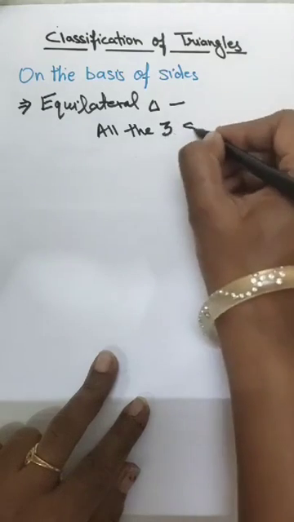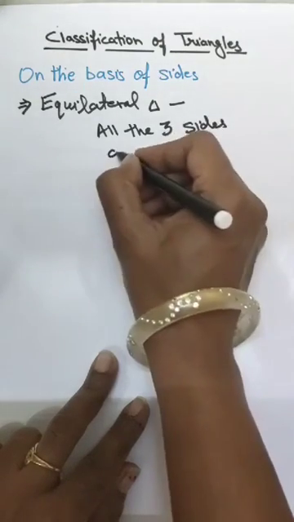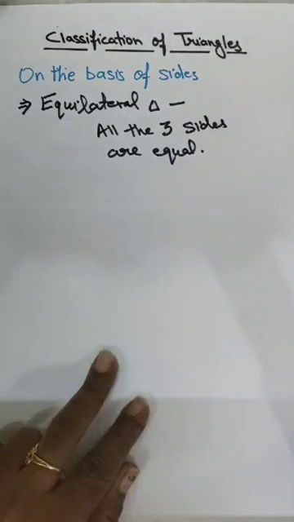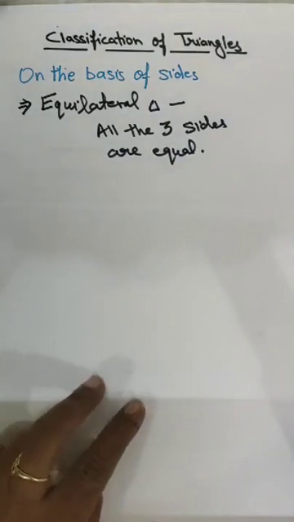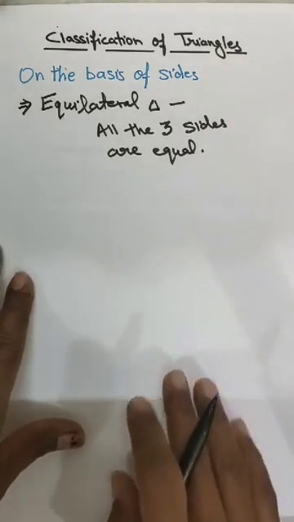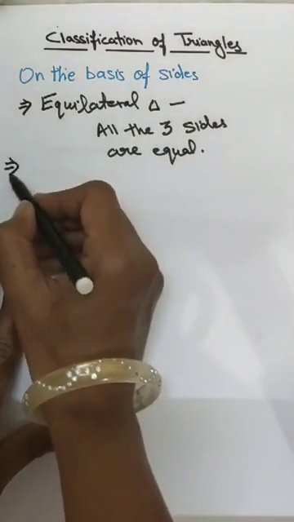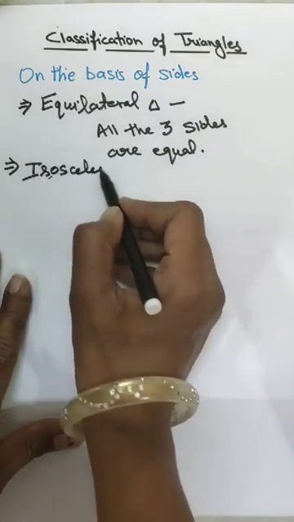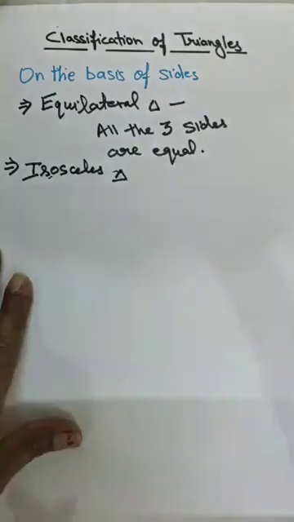All the three sides are equal. This is an equilateral triangle. It reflects from its name also, equilateral, whose all the three sides are equal. That triangle is called an equilateral triangle. Next is a triangle whose two sides are equal. That triangle is known as an isosceles triangle. Okay?